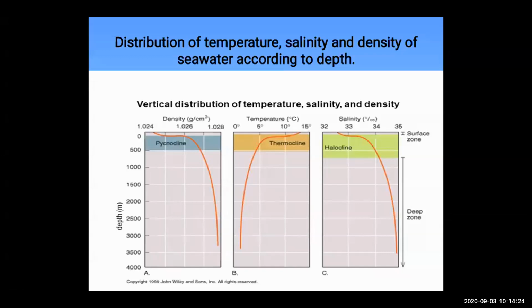when the sun's heat reaches the 2000 meter, there the temperature is the same. You can see the red line at 2000 meter, then 2500 meter, 3000 meter, 3500 meter. Here the temperature is the same. You can see the straight line after 2000 meter.